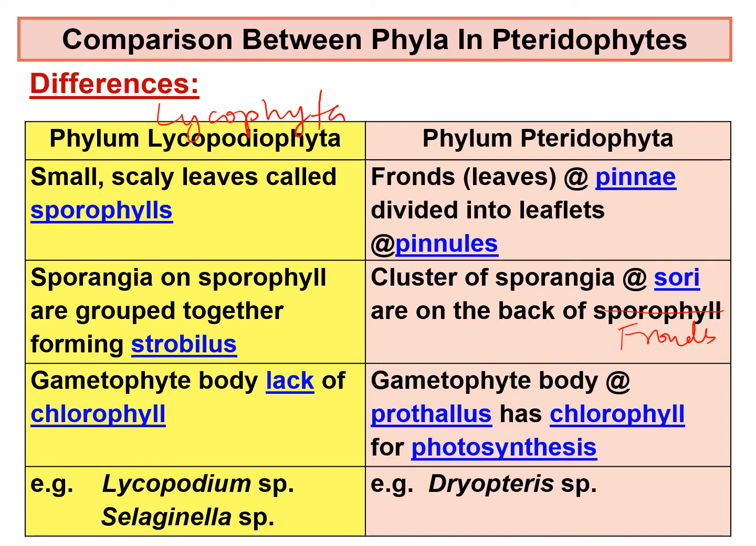Gametophyte body lack of chlorophyll. In Lycopodiophyta, gametophyte body dia tak ada prothallus tadi, but for Pteridophyta, the gametophyte body or the prothallus has chlorophyll for photosynthesis. Okay, yang Pteridophyta kita panggil dia prothallus untuk gametophyte body, tapi bagi Lycopodiophyta kita tak panggil dia prothallus, kita panggil dia gametophyte saja.